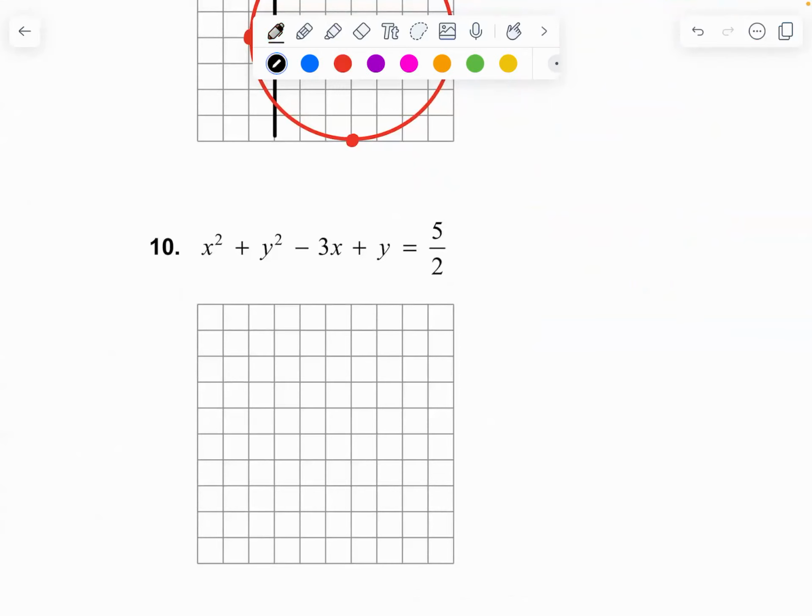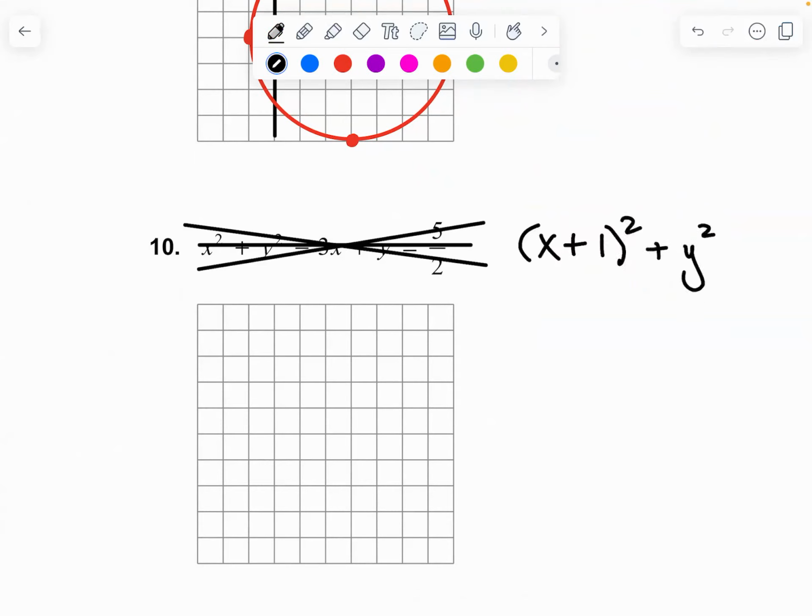Okay, I'm going to cross this out. And I'm going to write one down for you to graph. I want you to graph that one where number 10 is.